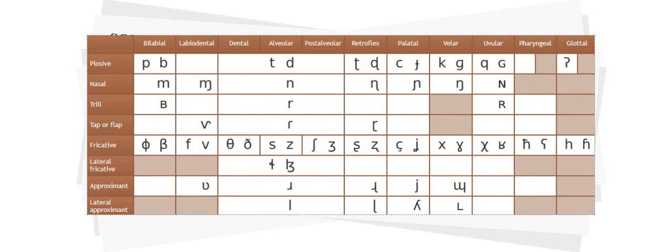A different type of sounds in addition to plosives or stop sounds is called the nasal sounds. So what are the nasal sounds in English? This is the letter M, the letter N, and this sound. So this is the ma, the na, and the nga. This last sound is found in sing, for example.